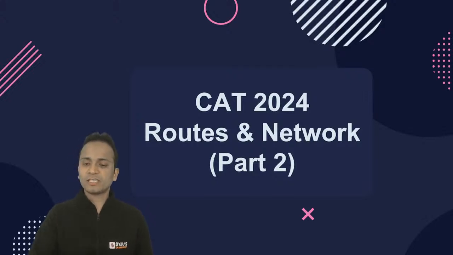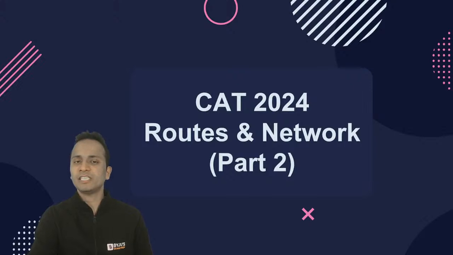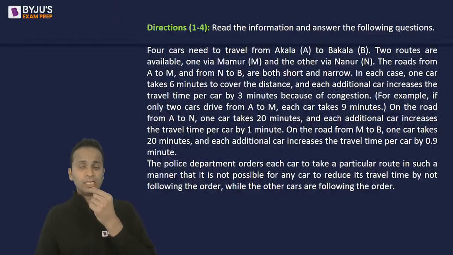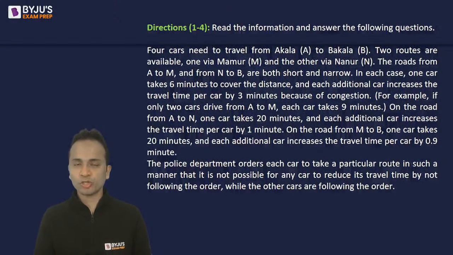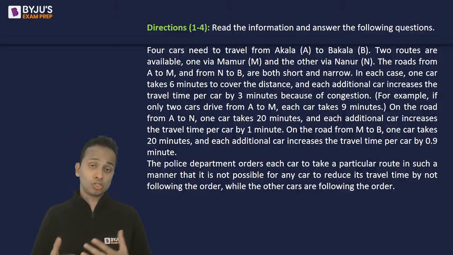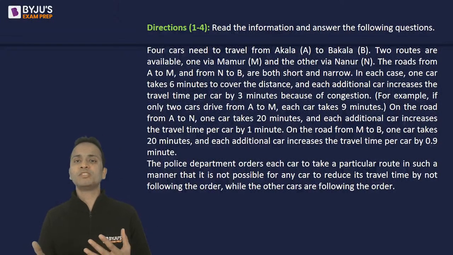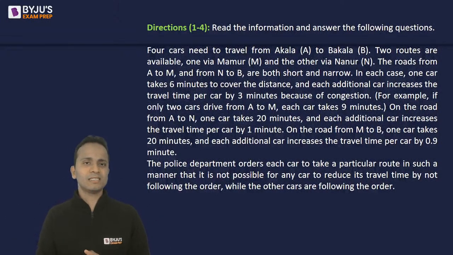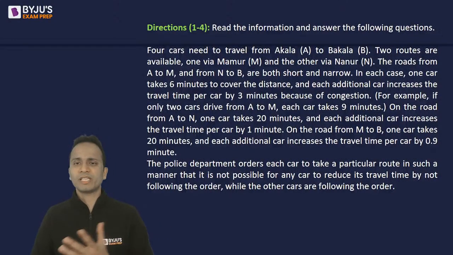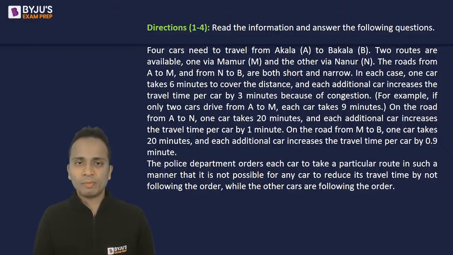Let's solve this and understand each and every statement that is given in the common set of directions. All right, so these are the directions for the first four questions. You can read all these directions carefully. Draw the figure, draw the route between A, B, and the other cities, whatever they are saying, and then I will take you to the questions one by one.